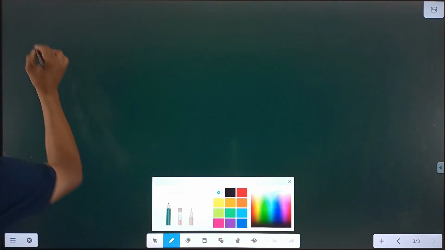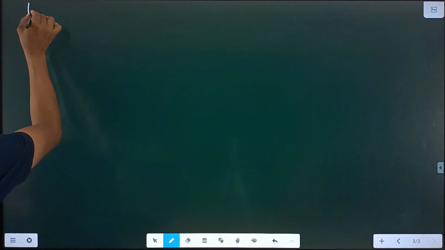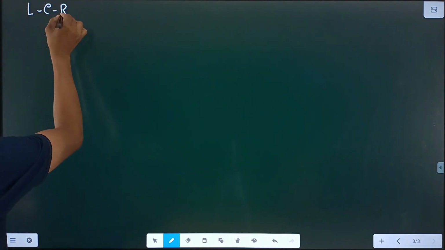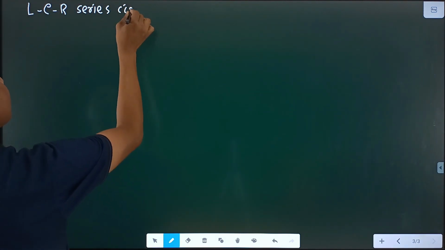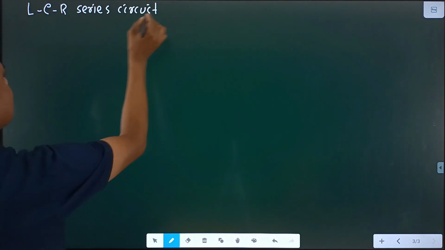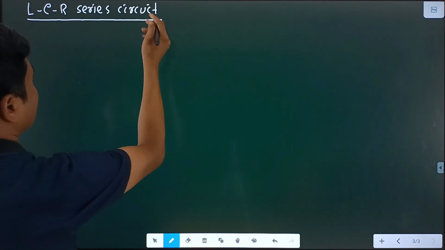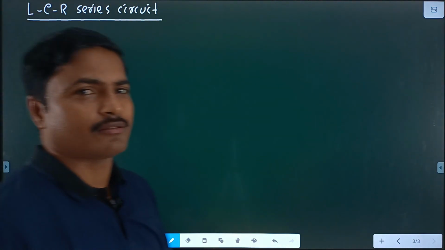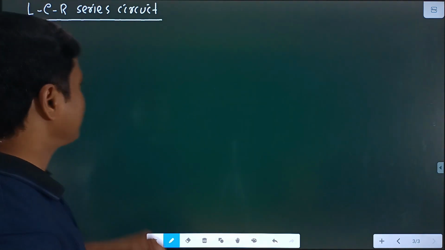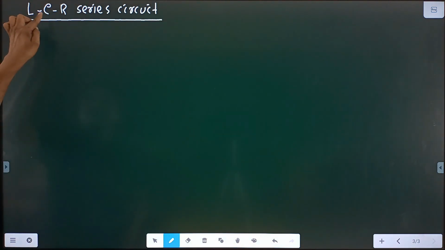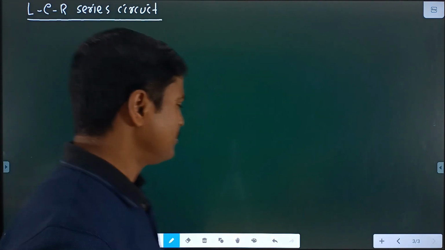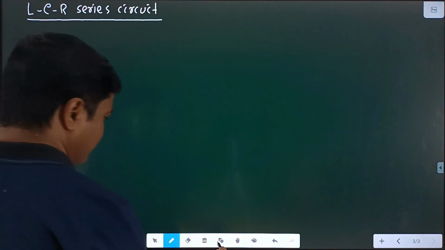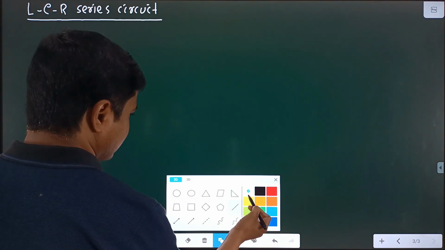So finally we write that is LCR series circuit. Here all are connected in series, not in parallel. That means the current flowing through the inductor, capacitor and resistor are all the same. And you draw the diagram of the LCR series circuit.